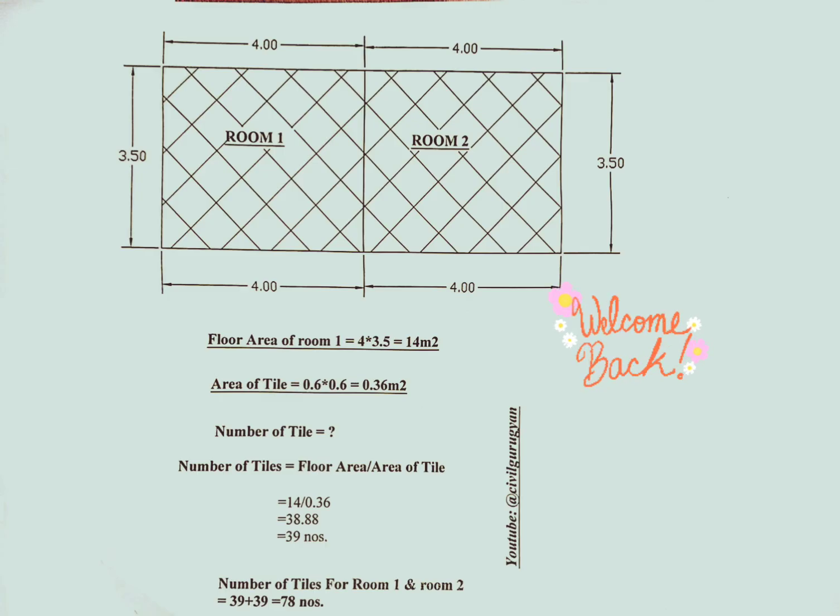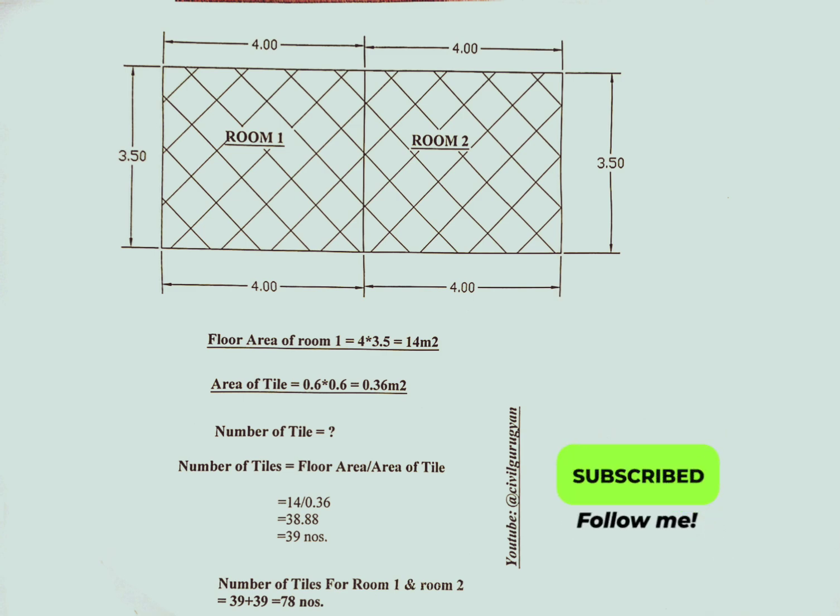Calculation of tiles area for a room and number of tiles required for a room. In this figure we can see the dimensions of room 1 and room 2. Each room size is 4 into 3.5. So the floor area of room 1 is equal to 4 into 3.5, which is equal to 14 meter square.